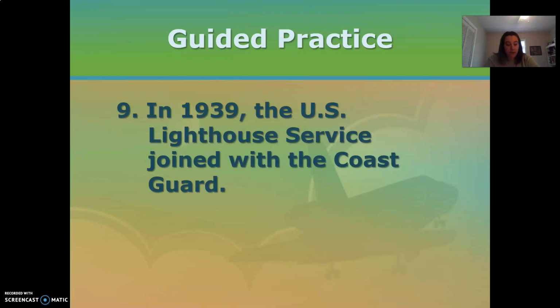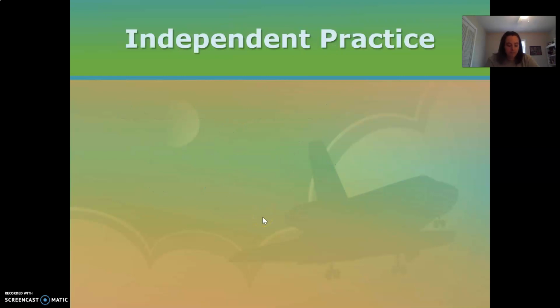Number 9, in 1939, the U.S. Lighthouse Service joined with the Coast Guard. We have 2 in this sentence, in 1939 and with the Coast Guard. In and with are both prepositions. See, if you don't have your list memorized, it's going to be a little bit tricky to try to find them in the sentence. So memorize that list of prepositions. And then you just go all the way until you get to the noun at the end of the phrase.